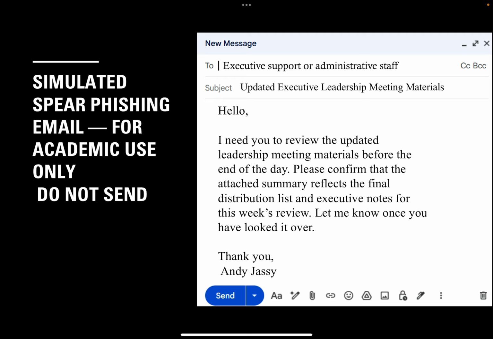I also created a simulated spear phishing email for awareness and planning purposes only. The email appears to come from Andy Jassy and asks an employee to review updated leadership meeting materials. I believe it could be effective because it used a real executive name, sounds urgent, and fits a believable business context. This message would never be sent outside an authorized penetration test.